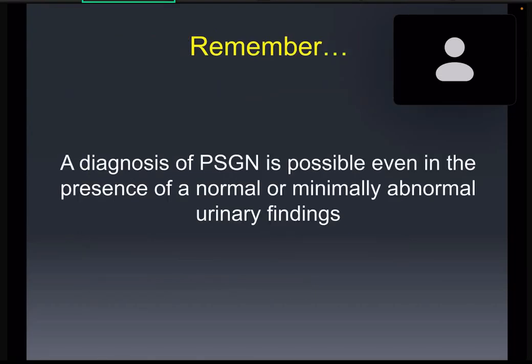But remember that the diagnosis is possible even in the presence of normal or minimally abnormal urinary findings. In fact, there are children that I encountered who only have abnormal urinalysis, like RBC of more than 50 per high power field, but they don't have a manifestation of edema or hypertension, and the patient is just like a well child, but there's a history of some form of just nausea and vomiting one time, or a fever for 2 days. It's just like that.